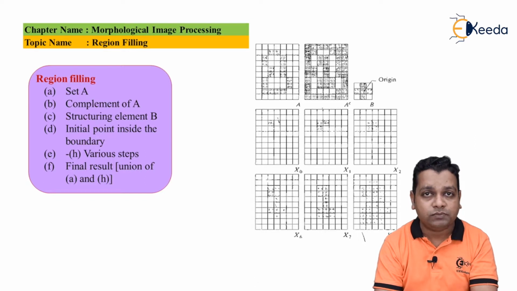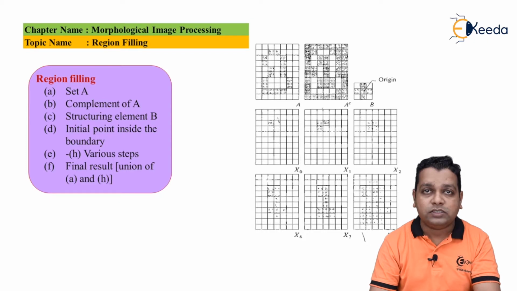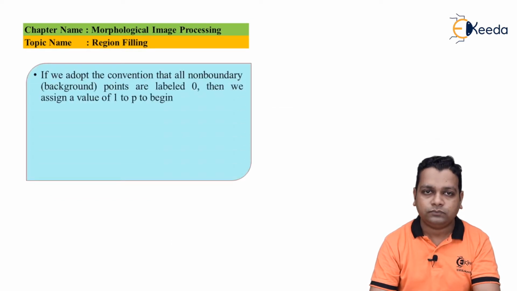So for the region filling algorithm, the set A, its complement, and the structuring element B are the inputs, while we proceed forward from the next part D up to the end so that we get the region filled output. In part D, we find the initial point inside the boundary. From E to H, we have the various steps represented, and in part F, we have the final result. In this process, if we assign the non-boundary points, that means the background points, the zeros, then we can assign the value of 1 to the P represented in the region.